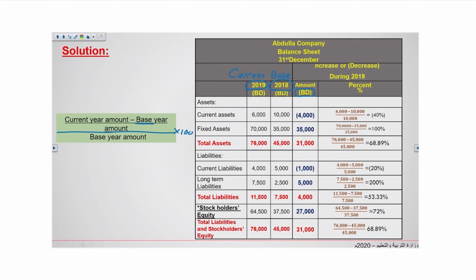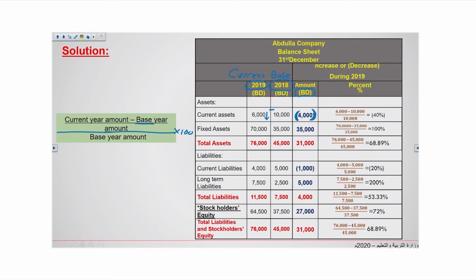Okay, in 2018 we have 10,000, but in the current year, which is 2019, the current assets are less by 6,000. So the current assets are less than in 2018. 10,000 minus 6,000 will give us 4,000. Okay, so if the current year is less than the base year, the amount is negative, so we put it between brackets.